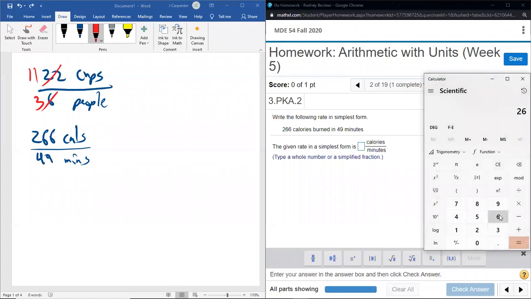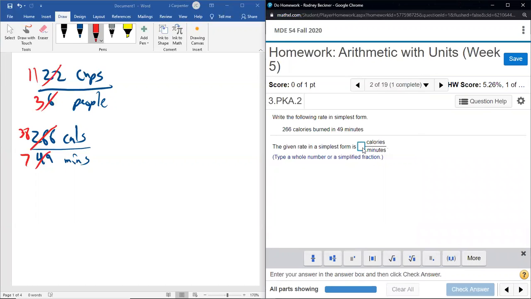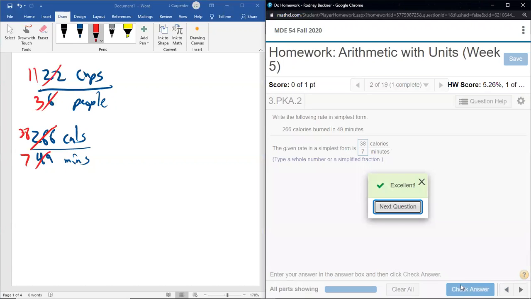So let's just try it out. 266 divided by 7. And look at that. It goes in 38 times. So 7 goes into 266 38 times, and 7 goes into 49 7 times. There's definitely no number that goes into both 7 and 38, so it'd be 38 over 7 calories per minute, or 38 calories every 7 minutes. And we got it right.